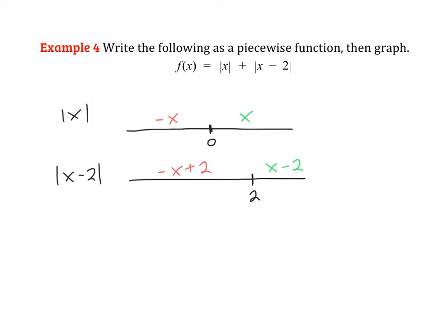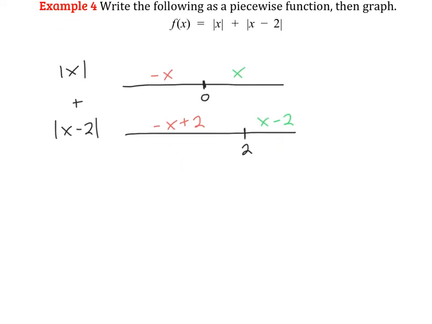And now we're essentially going to add vertically. But what you'll notice here is that we actually have three different regions because we have 0 and 2, so that creates these three regions. So I'm just going to be adding vertically with whatever function is defined in this interval.